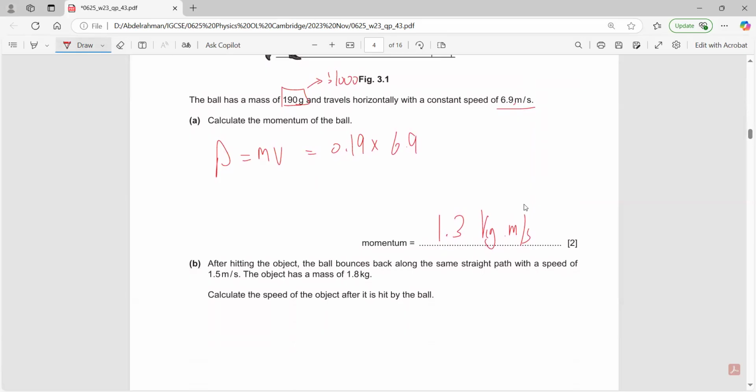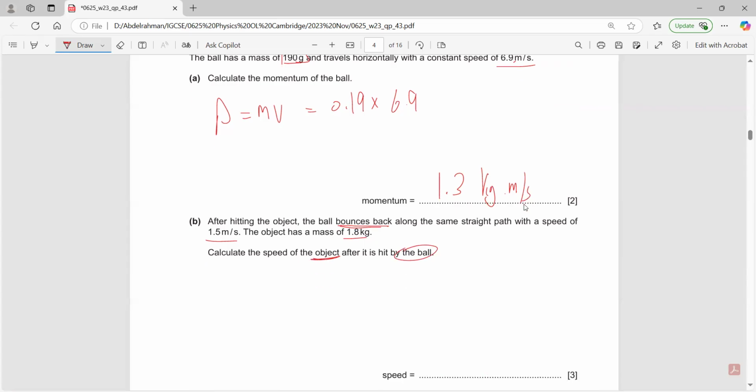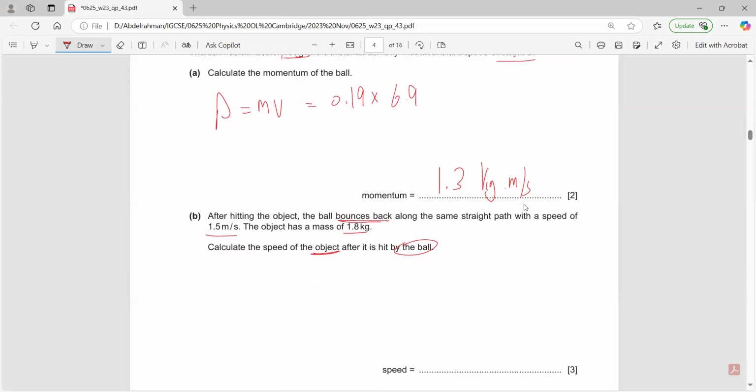After hitting the object, the ball bounces back. This is a keyword. It bounces back along the same straight path with a speed of 1.5 meters per second. The object has a mass of 1.8 kilograms. Calculate the speed of the object after it is hit by the ball. We want to find the speed of the object, which is v2. We have two objects colliding, so the equation we'll use is m1u1 plus m2u2 equals m1v1 plus m2v2.